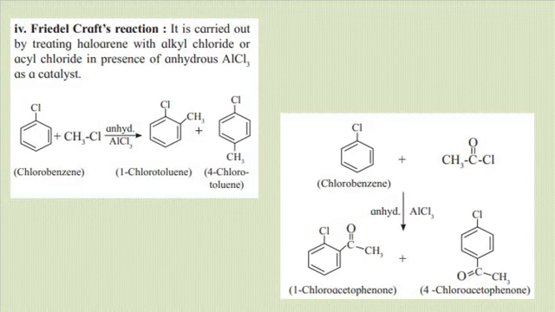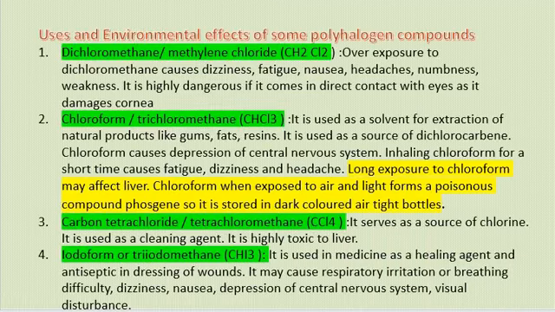Now, the uses and environmental effects of some polyhalogen compounds. First compound, dichloromethane or methylene chloride. It is highly dangerous if it comes in direct contact with eyes, and it damages your cornea if it comes in contact.